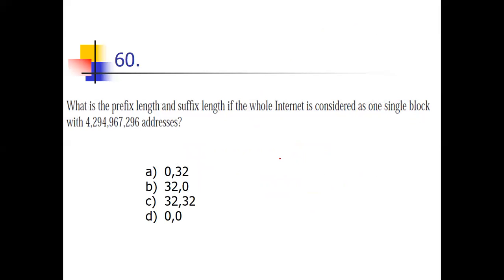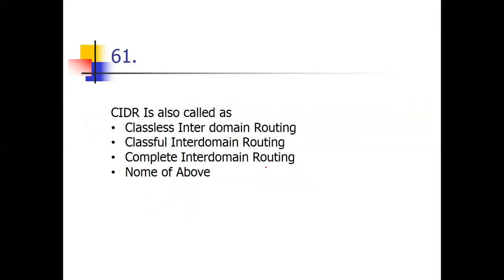What is the prefix length and suffix length if the whole internet is considered as one single block with this address? See, this is 2 raised to 32, simple. Now, the whole internet is only one block. If it is one block, it means 2 raised to 0. So the suffix length is 0 and the prefix length is 32. So the answer is 0, 32.